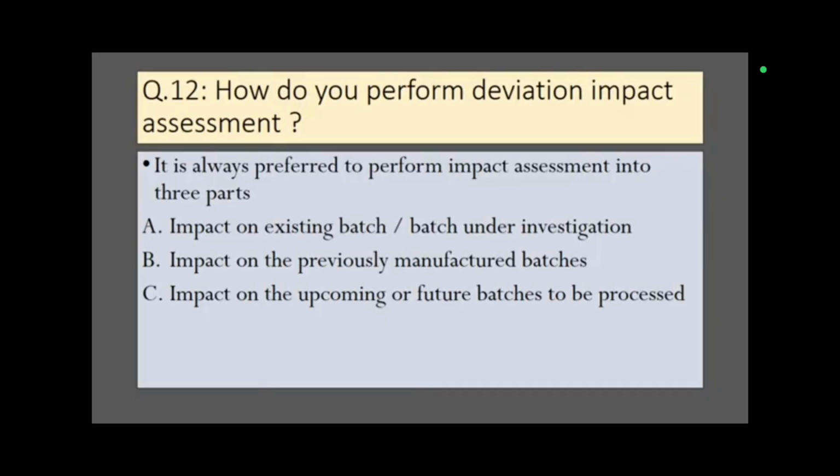Next question, how do you perform deviation impact assessment? It is always preferred to perform impact assessment in 3 parts. Impact on existing batch or batch under investigation. In the second part, impact on previously manufactured batches, and in the third, impact on upcoming or future batches to be processed.